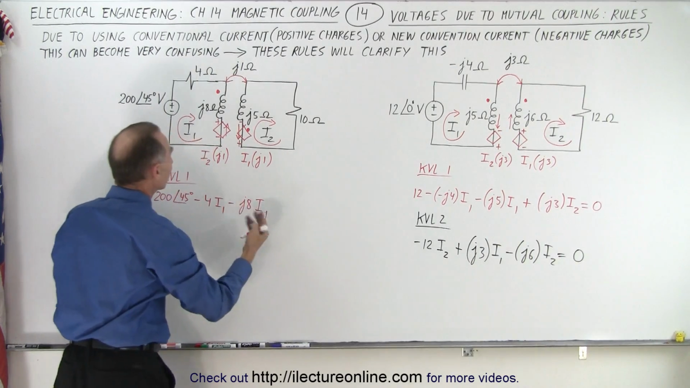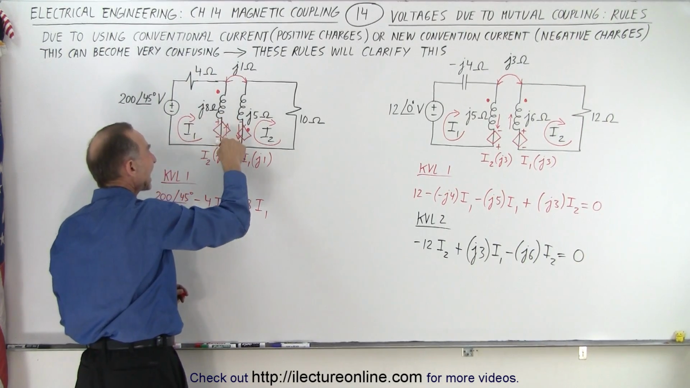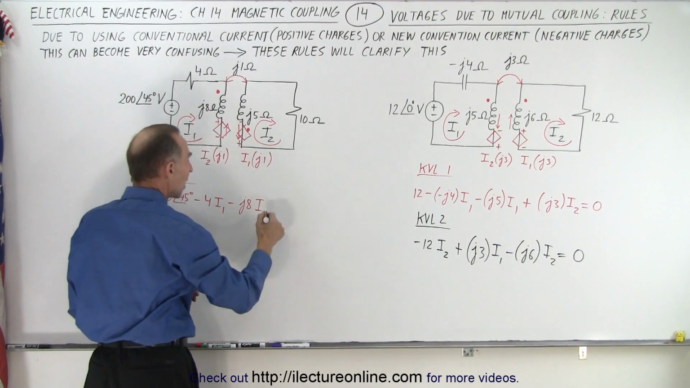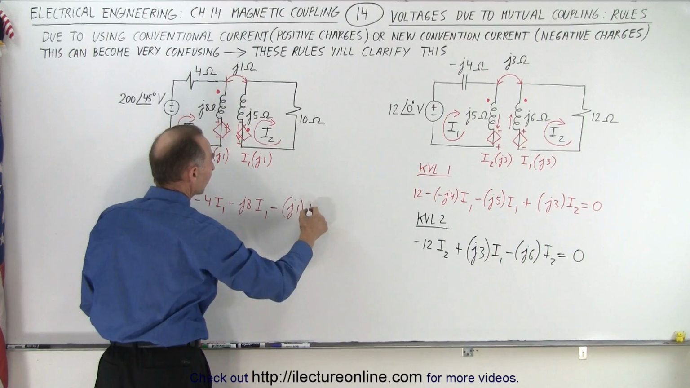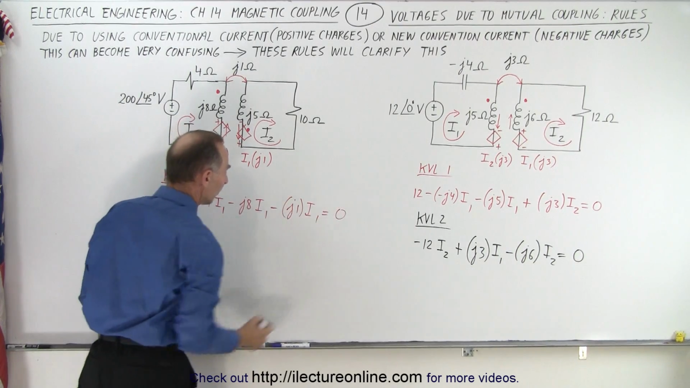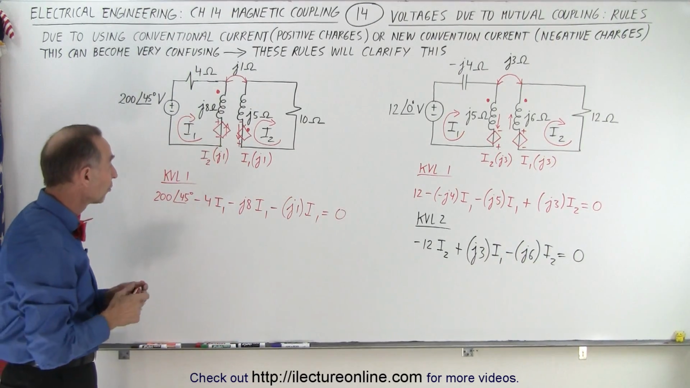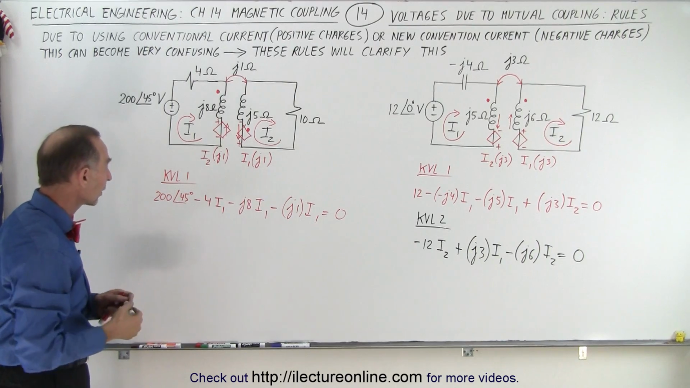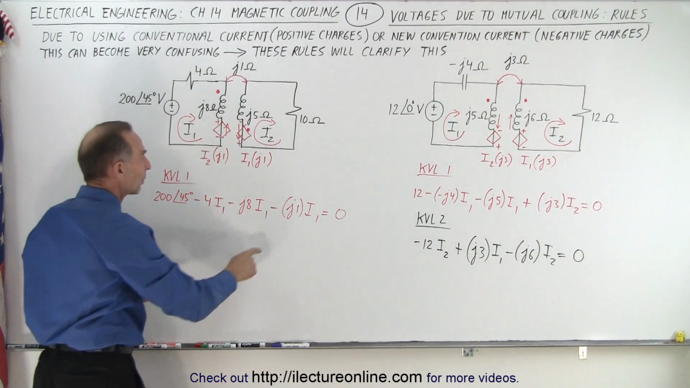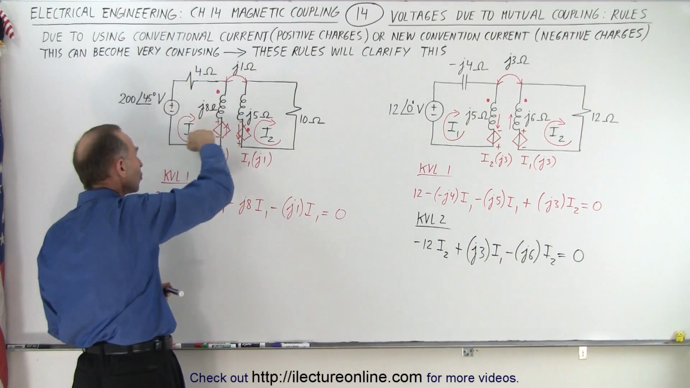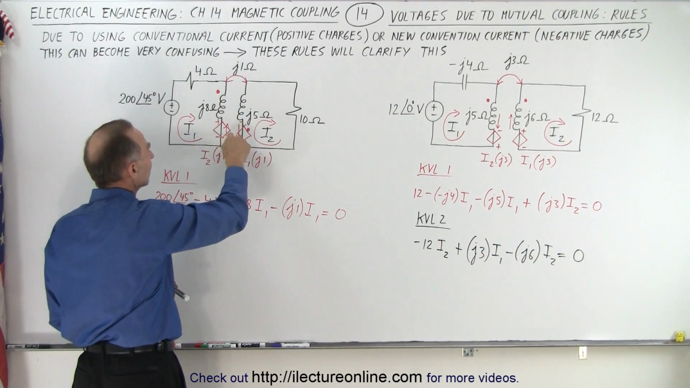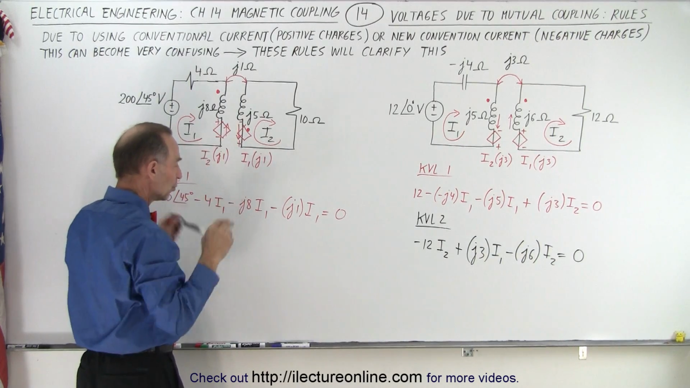That would be minus j8 times I1. And now we have mutual inductance. Notice we go from positive to negative. That's a voltage drop, so that would be minus j1 times I2, and that adds up to 0. So that is the sum of all the voltages going around loop 1. Notice that here we have a minus j1 I because we go from positive to negative in the direction of the current. We're going against the current flow of that induced current.